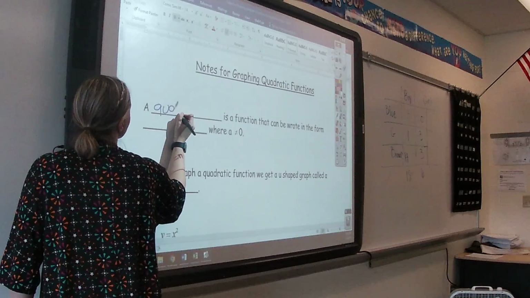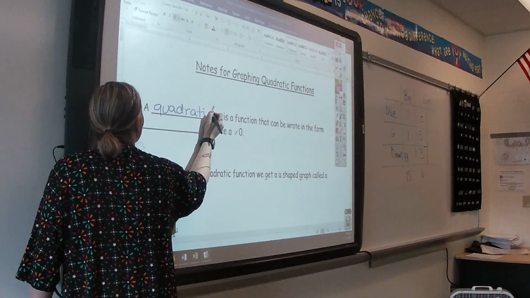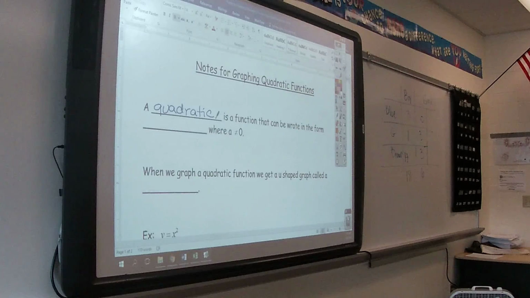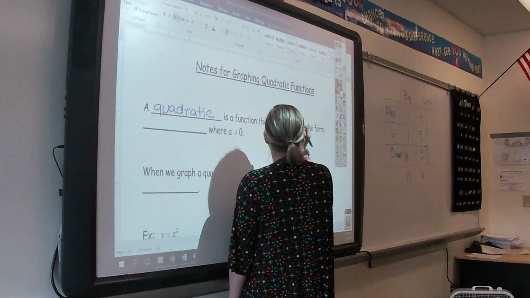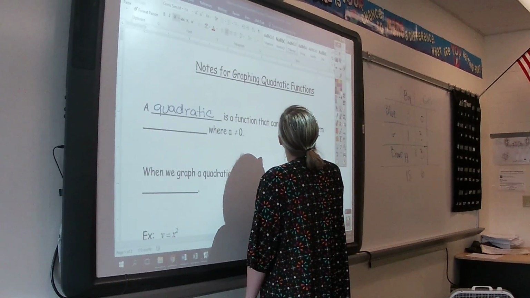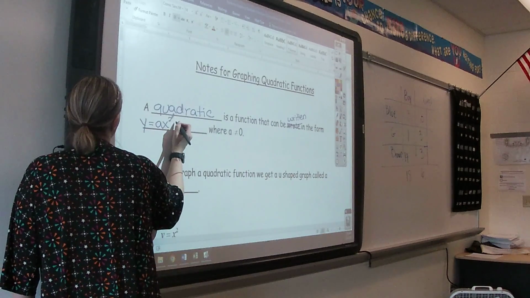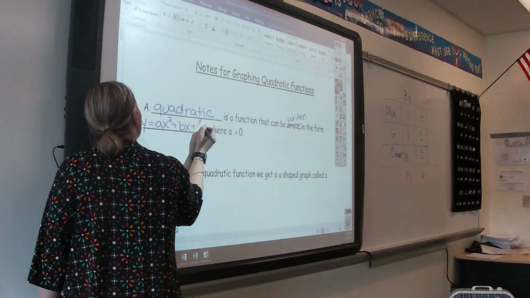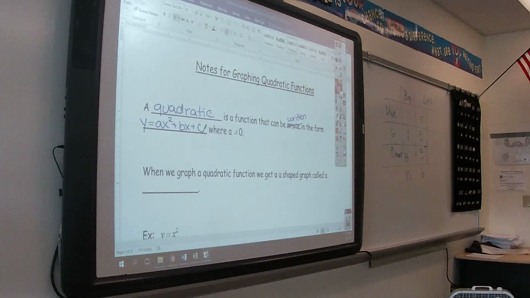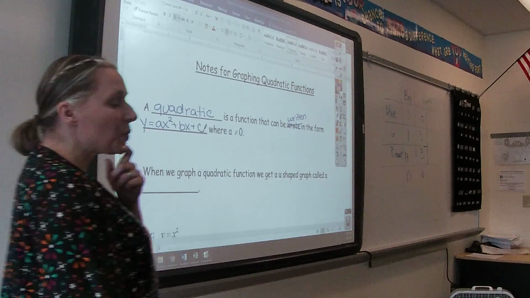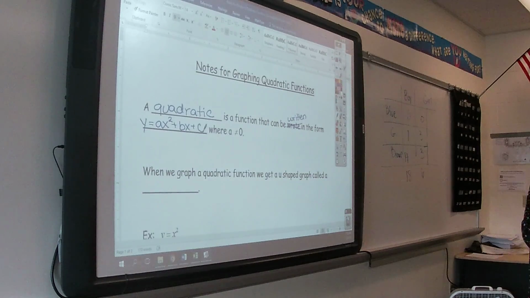So a quadratic is a function that can be written in the form y equals ax squared plus bx plus c. The only rule is that a can't be 0, because if a is 0, then that makes the x squared go away, and then it's no longer quadratic, it's linear.